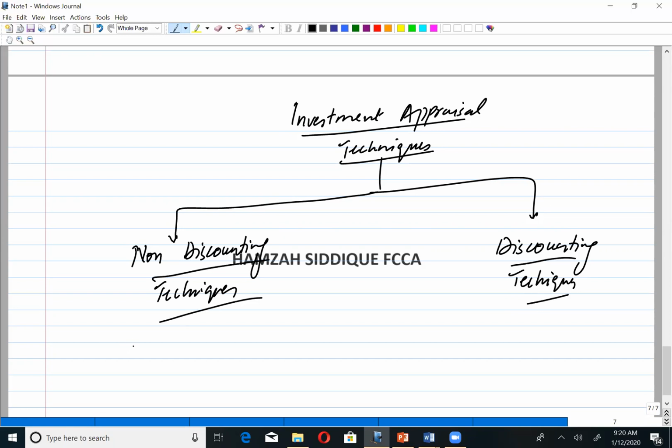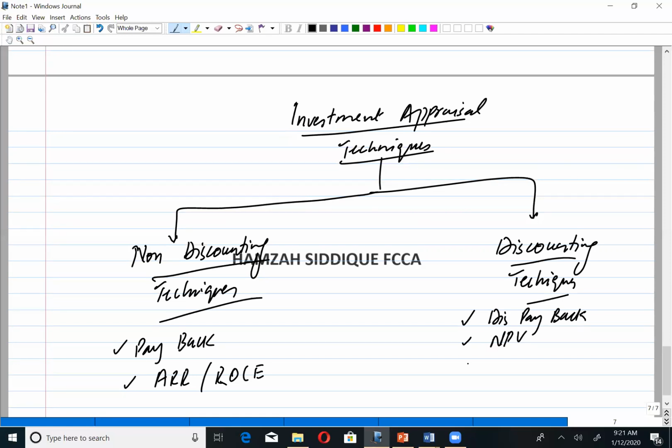So, the payback period method and ARR, accounting rate of return, which is also called ROCE, return on capital employed, are non-discounting techniques. And the discounting techniques are discounted payback, NPV, IRR, duration, MIRR, and APV. They are all discounting techniques.